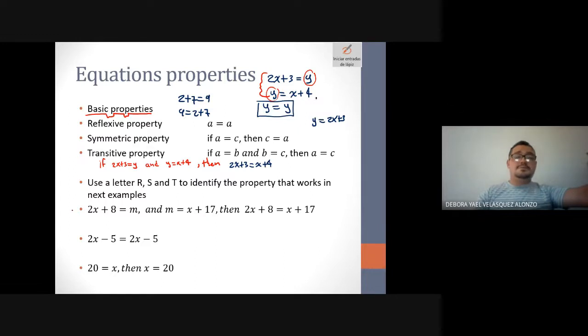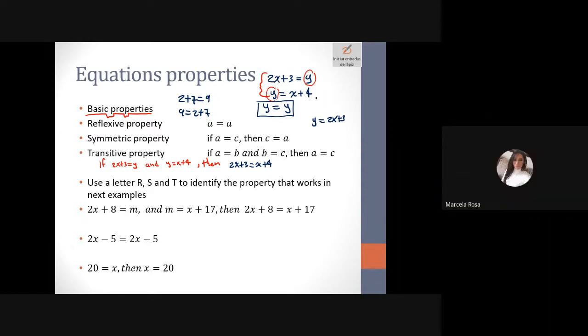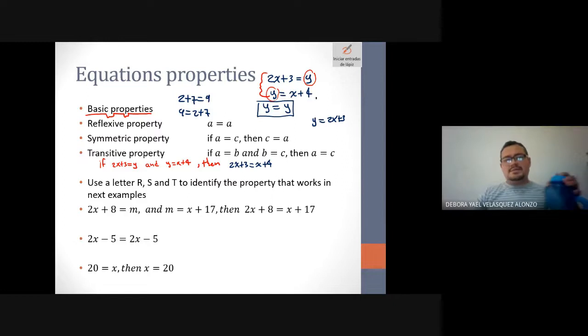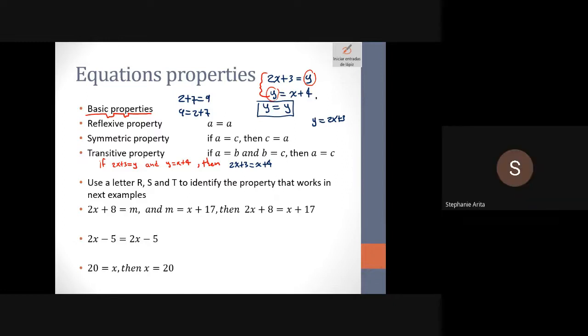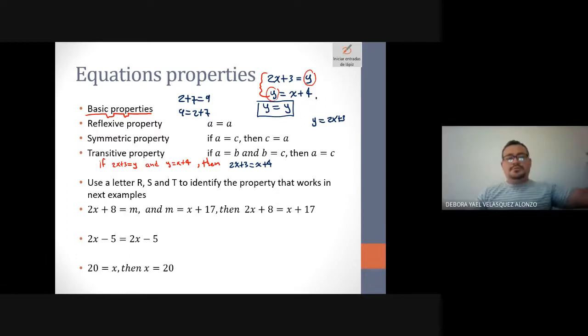Here you have the exercise. It's like 2x plus 8 equals m. Is it R, S, or T? It's one of these ones. So which one? The reflexive. It's the reflexive. Is it? Symmetric. Oh, so y is reflexive. And then y is symmetric.